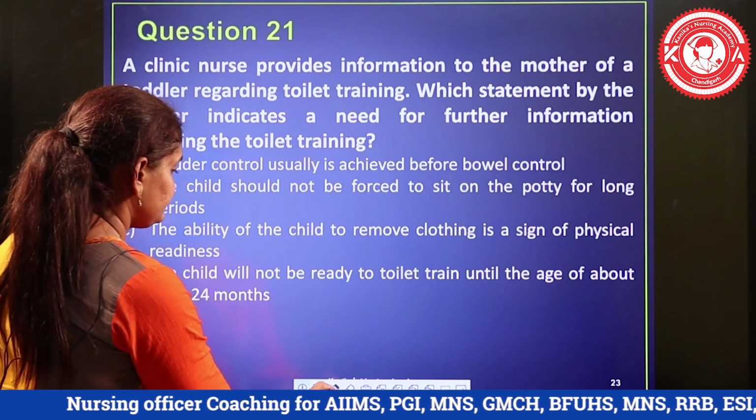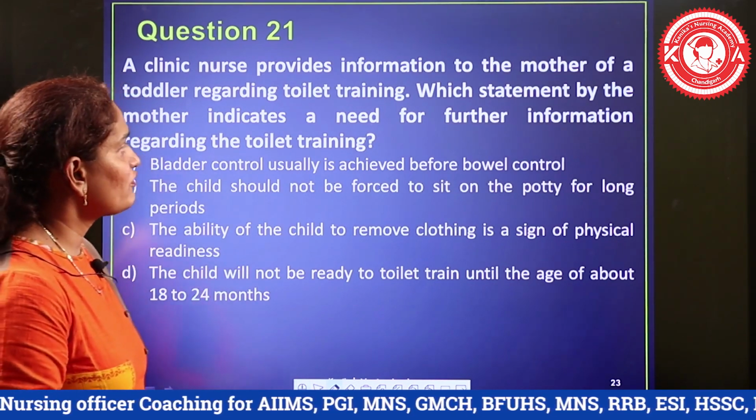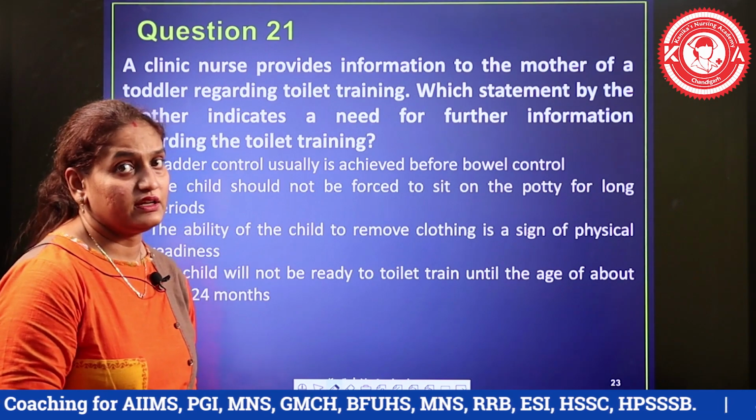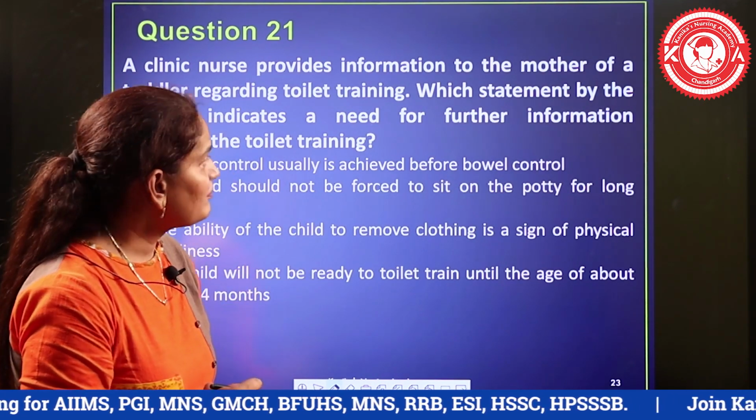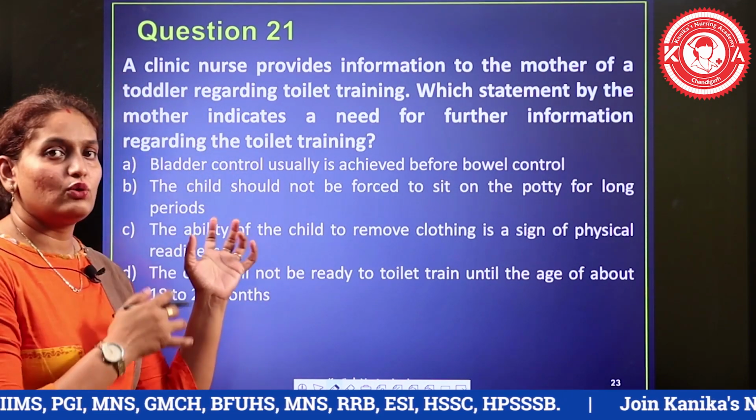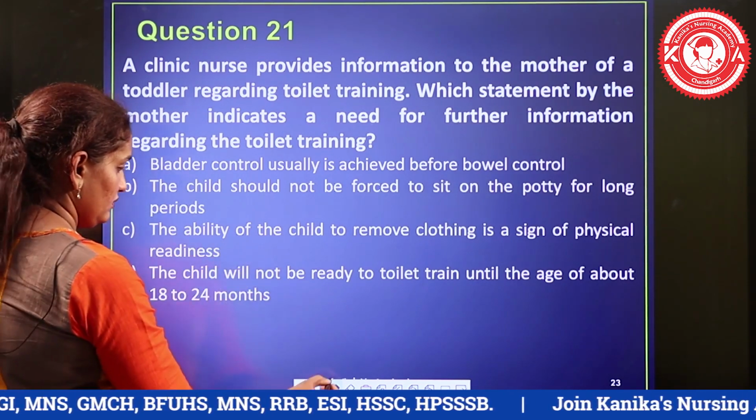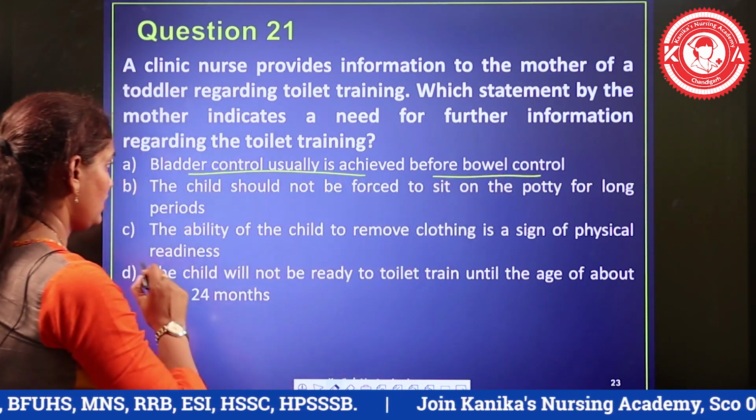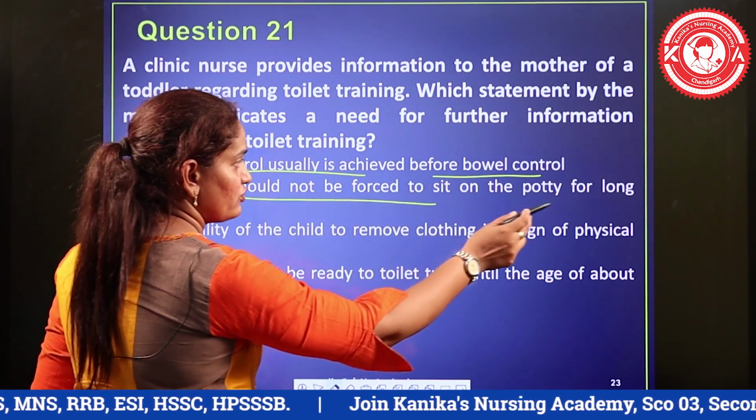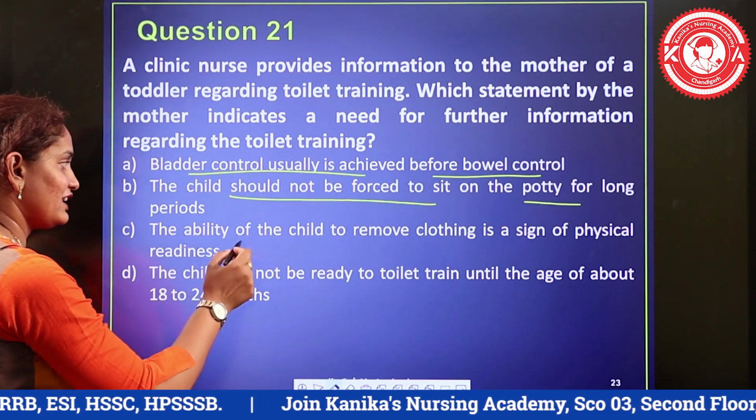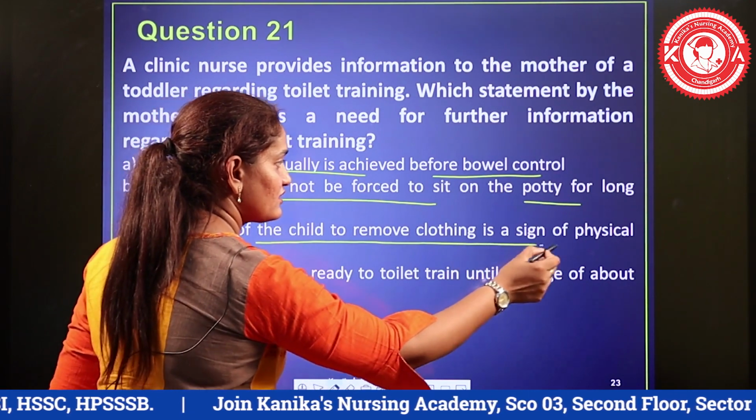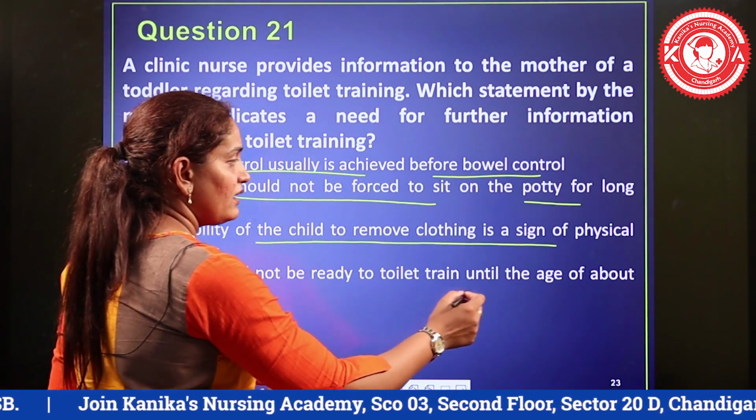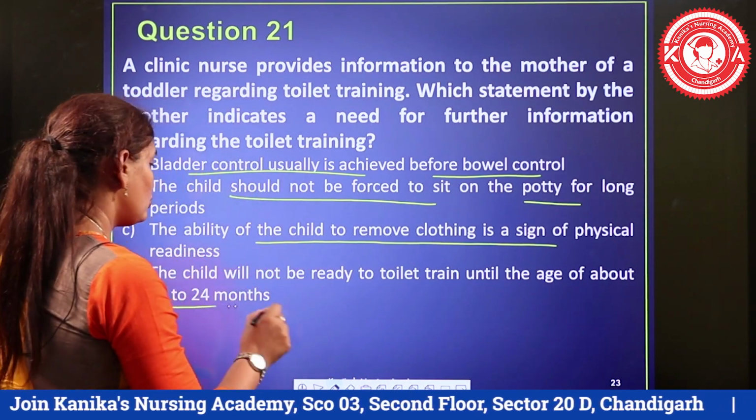Next question. A clinic nurse provides information to the mother of a toddler regarding toilet training. It is a very important topic. Which statement by the mother indicates that she requires further teaching? The options here are: bladder control usually is achieved before bowel control. The child should not be forced to sit on the potty for long periods. The ability of the child to remove clothing is a sign of physical readiness. The child will not be ready to toilet train until the age of about 18 to 24 months.